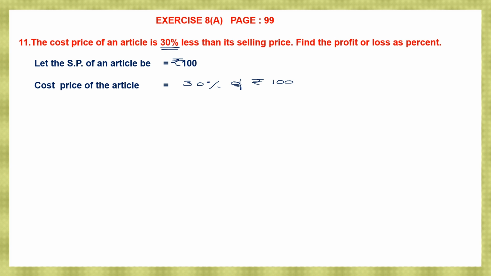30% of 100 rupees. So that is equal to 30 by 100 into 100. So we can cancel here 100 and 100. We have 30. So that means 30 rupees less than 100 rupees. So the selling price is 100 rupees minus 30 rupees. And 100 minus 30 is 70. That means the cost price of the article is 70 rupees.